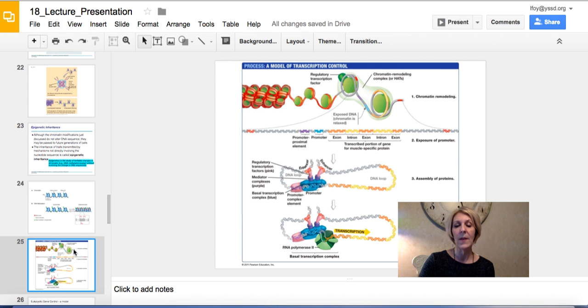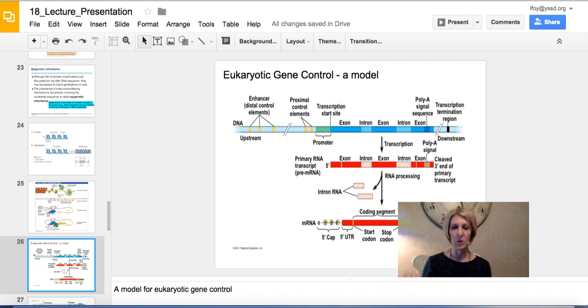And we're going to talk about that later. That's an important way that we can control. So in a eukaryotic gene control model, here we have our promoter region. Remember, that's where the RNA polymerase is going to sit. And this is the DNA, so the RNA polymerase is sitting on here. And then downstream, we would have our exons and introns.